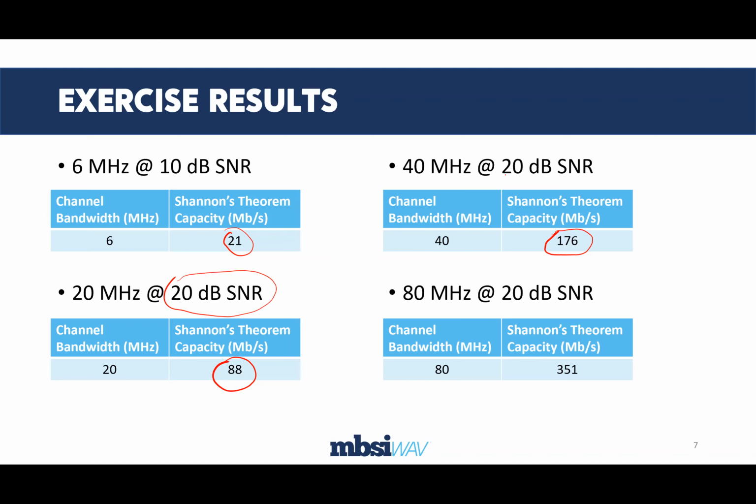At 80 megahertz, now we're talking about EP&P and maybe Mimosa and maybe some others. If I have 20 dB SNR in the channel, then I have 351 megabits that are possible within that channel. Well, that's really good to know.